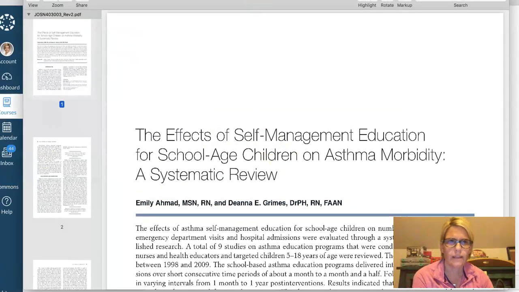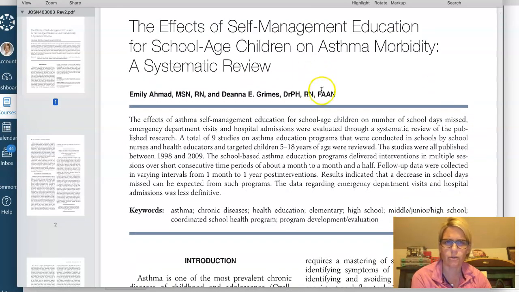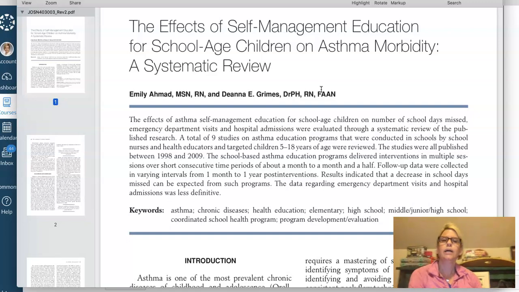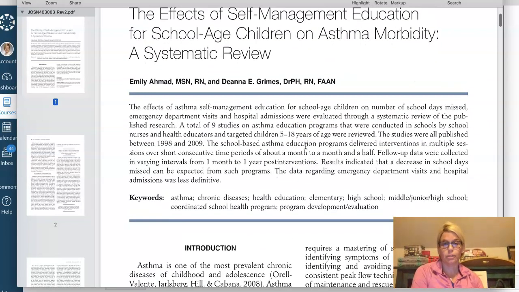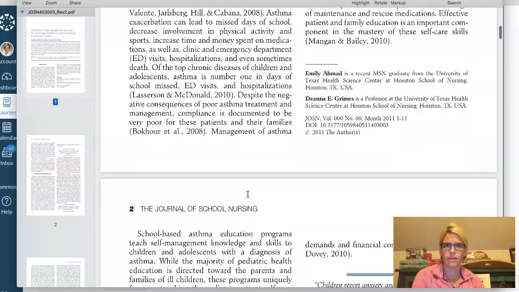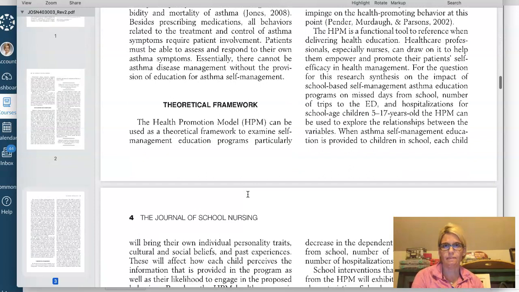This is the paper that was published in 2011 by a student and faculty from this course. Again, it is the effects of self-management education for school-aged children on asthma morbidity. This published paper is the paper that's actually closest to the one that you're writing here. So we went over this. They have the introduction, the background and significance, and then she goes on to talk about the theoretical framework.